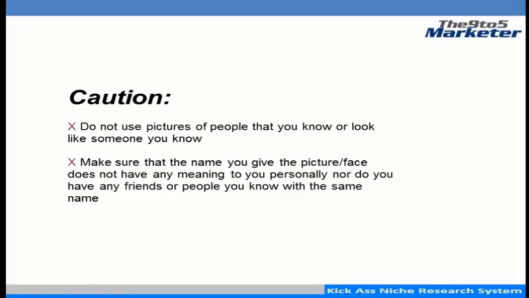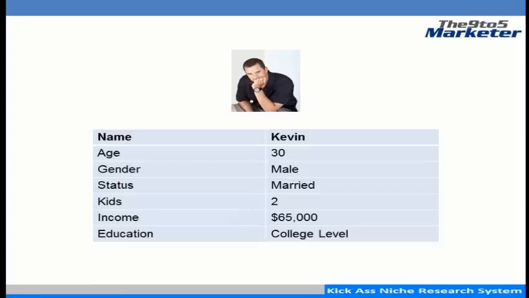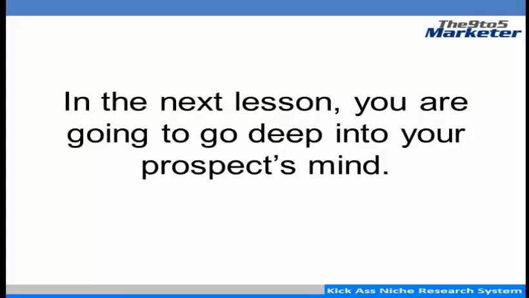So aside from the mindset not being in the proper frame, you'll find it hard to separate the characteristics of the one you know versus your perfect client or customer if you didn't follow the instructions. So here's what you need to do: pick a picture, give it a name, and right under it, put in the demographic information you gathered from the last lesson. That's it for this module. And the next lesson, you're going to go deep into your prospect's mind. See you there.